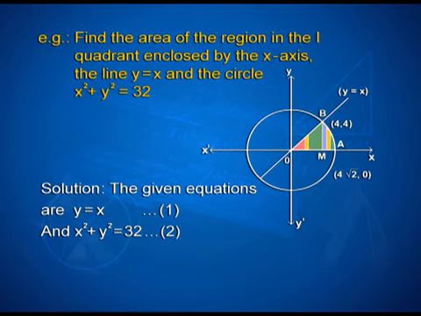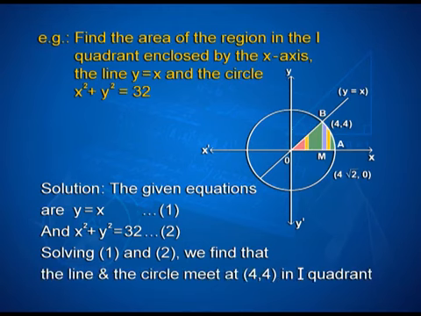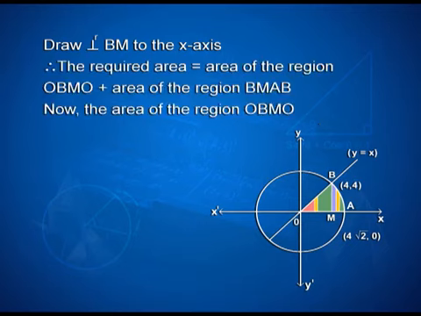We drop a perpendicular BM on OA. Solving the first and second equations, we get the line and the circle meet at (4, 4) in the first quadrant. Now, after drawing the perpendicular BM to the x axis, the required area is equal to the area of the region OBMO plus the area of the region BMAB.